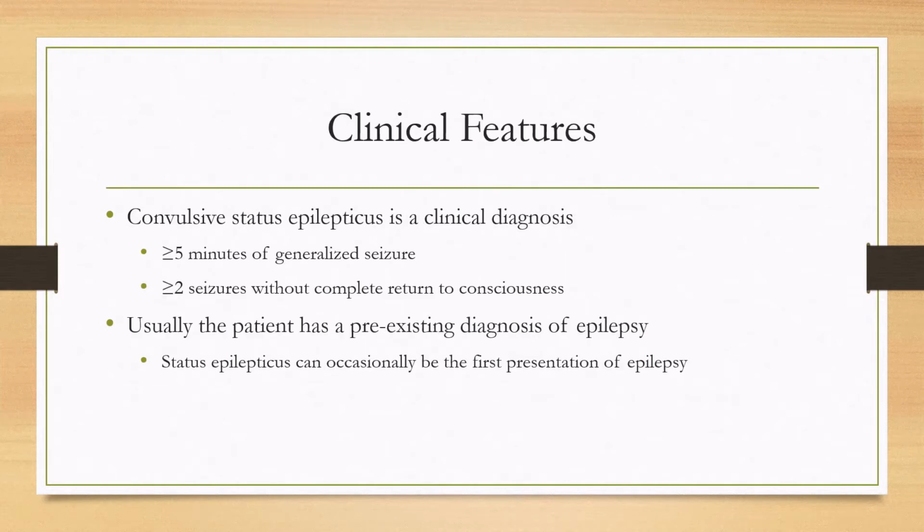The clinical features are very important because status epilepticus, if it's convulsive, is a clinical diagnosis. It's defined as 5 or more minutes of generalized seizure or 2 discrete seizures without complete return to consciousness. Usually the patient will have a pre-existing diagnosis of epilepsy, so that'll be a clue. And that has the caveat that status epilepticus can occasionally be the first presentation of epilepsy.